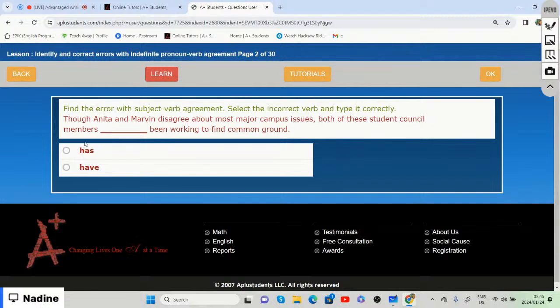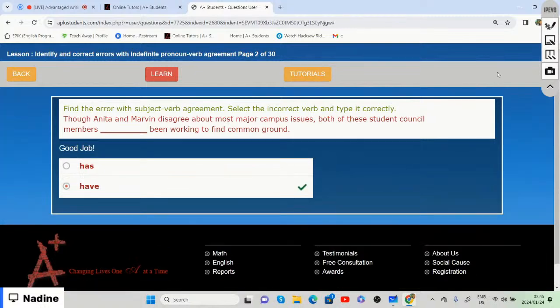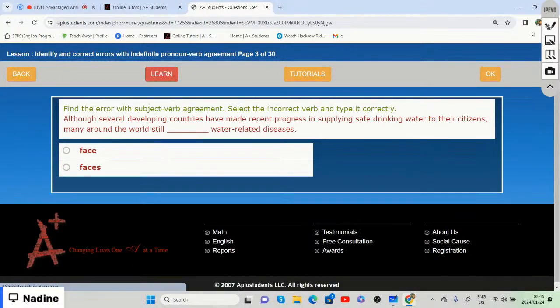So now it says, though Anita and Marvin disagree about most major campus issues, both of these student council members, right, let's say, have been working to find common ground or has been working to find common ground. So have been is correct.